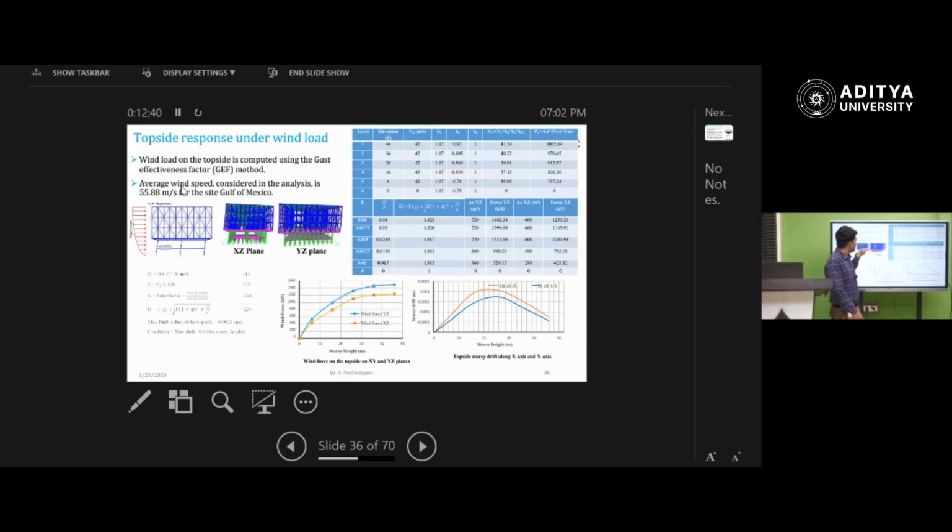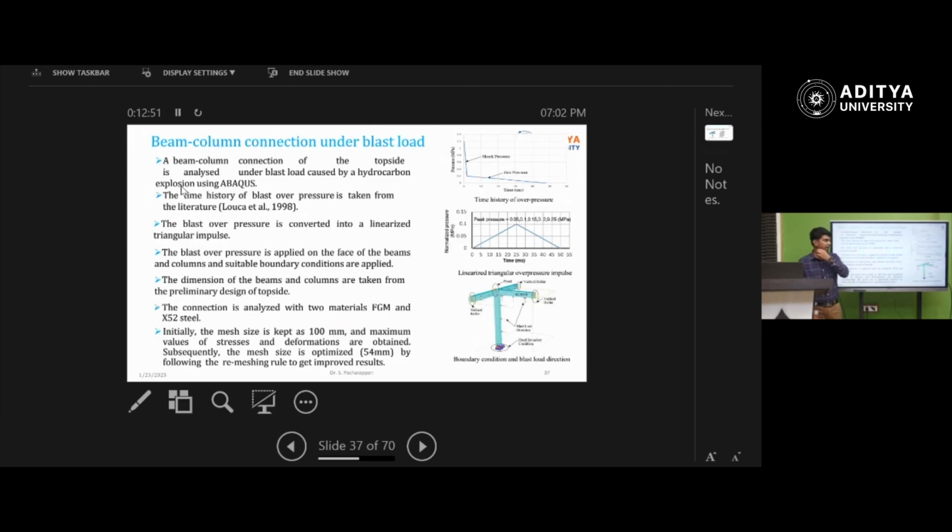Now we can see here, at every level of the deck, the horizontal force because of the wind is calculated. Once this load is calculated, we are going to apply it on the topside structure. Then the offshore topside structure is evaluated under the action of blast load. The response is analyzed under the action of blast load.